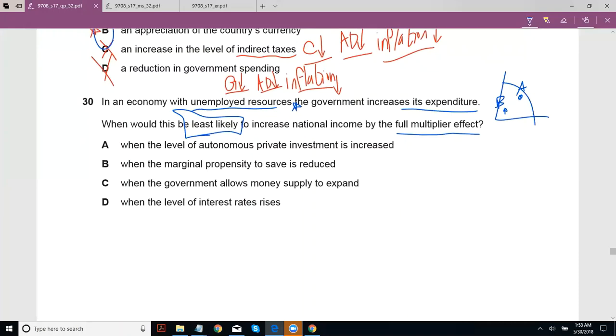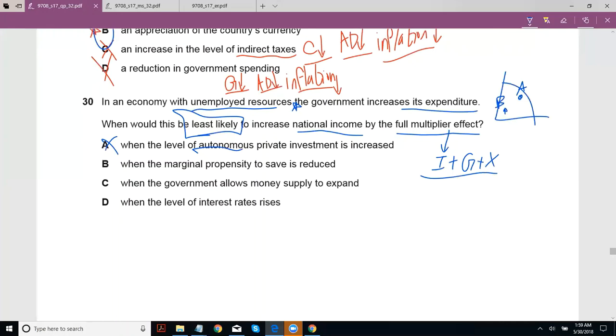Anyhow, let's see. When the level of autonomous private investment is increased, now understand, the multiplier would multiply basically any autonomous injection. So that is investment, government expenditure, and export revenue. So if you increase private autonomous investment, then national income would definitely increase by a pretty big multiplied effect. So you can leave that out.